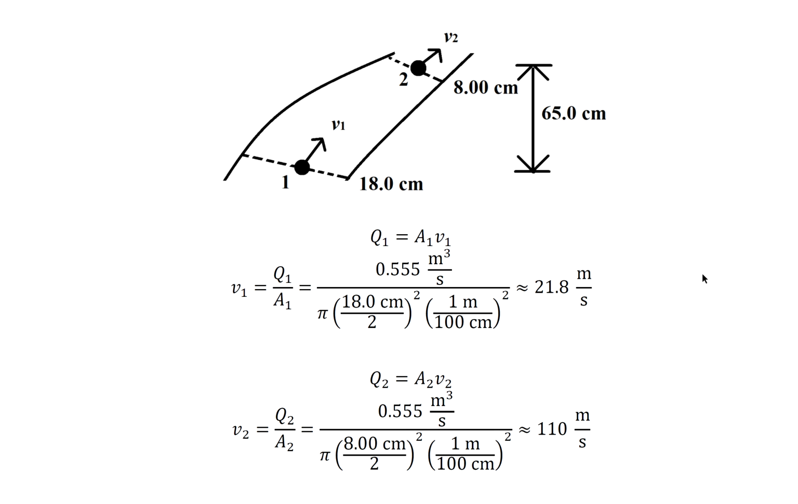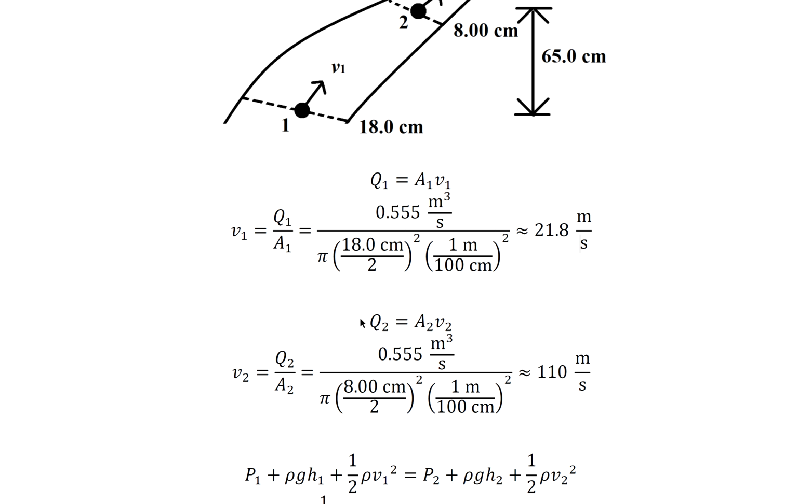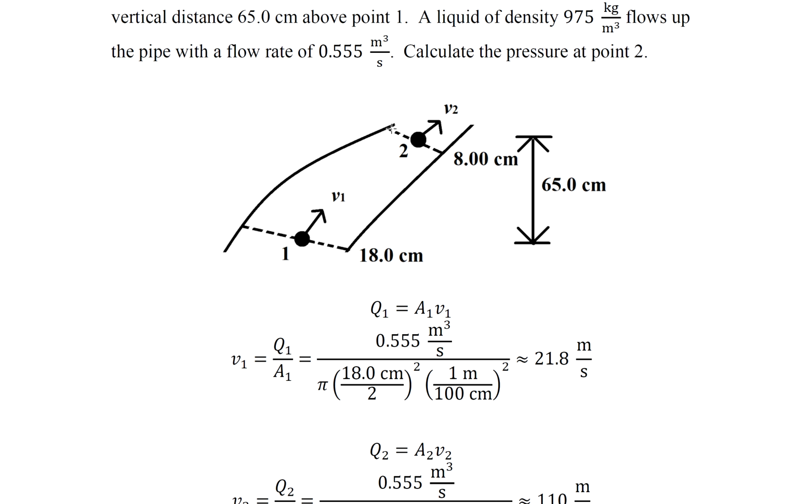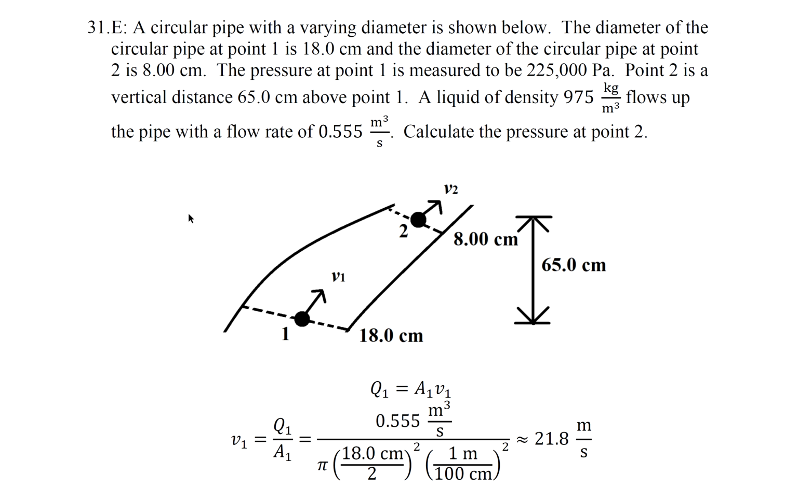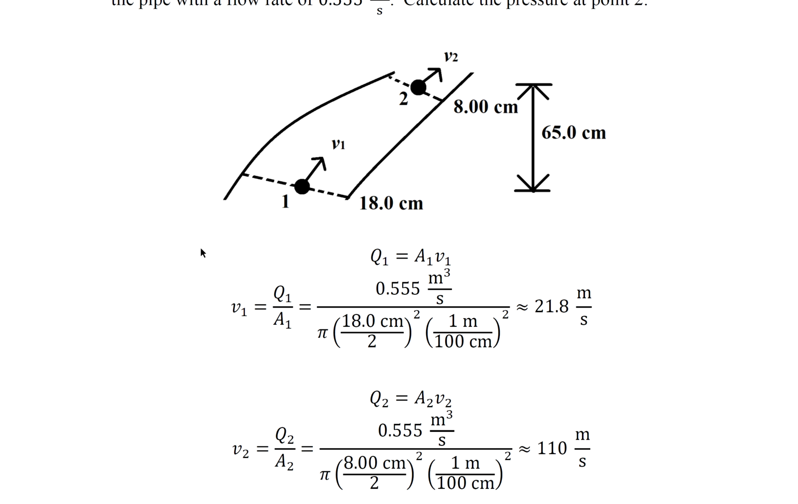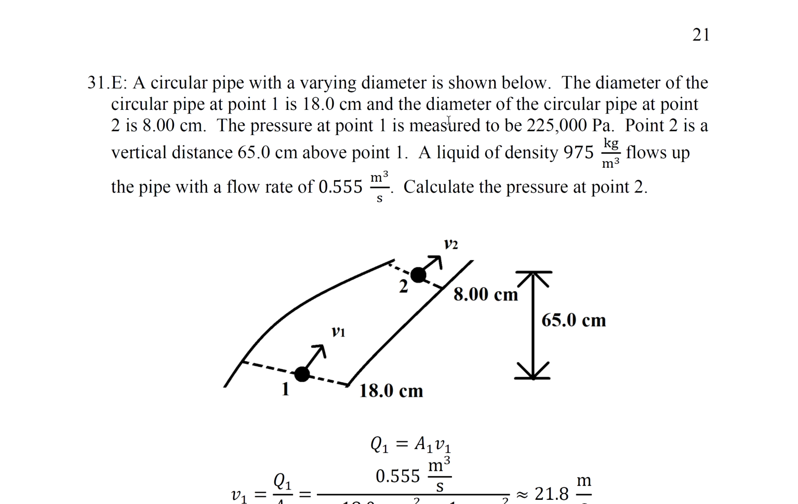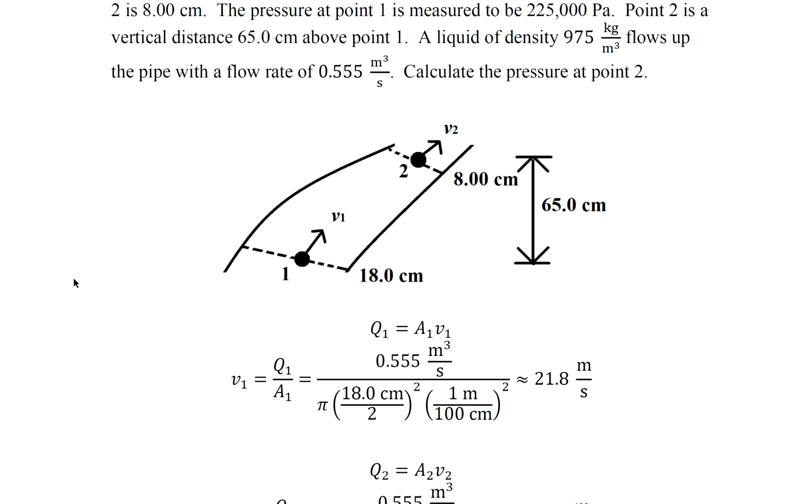So Q1 equals A1 V1. So we're going to find the speed of the fluid through point 1. Then Q2 equals A2 V2. Now we're going to find the speed of the fluid through point 2. So now we know the speed of the fluid at point 1 and at point 2. We know the pressure at point 1. We know that the change in height is 65 centimeters.